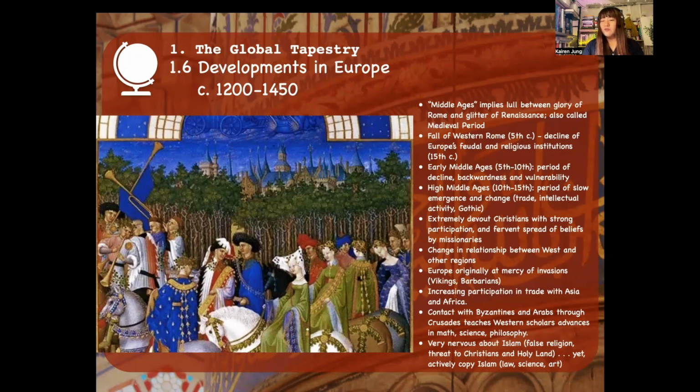But Europe was very nervous about Islam in general, because they considered anything that was not Christian dogma to be a false religion. No wonder they would get rid of the effigies of ancient Greek and Roman statues and ancient Greek and Roman law, philosophy, technology, math, all of that development. They just got rid of it. And then they found it again in the Crusades. It's like a time capsule.